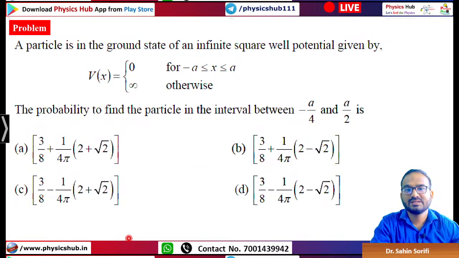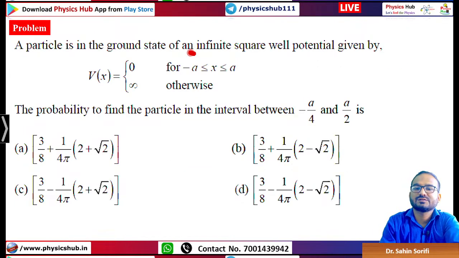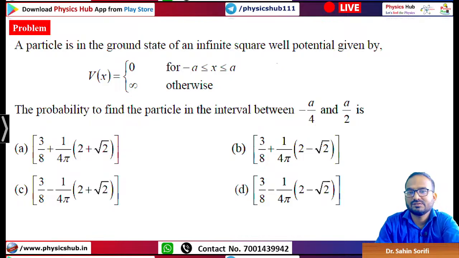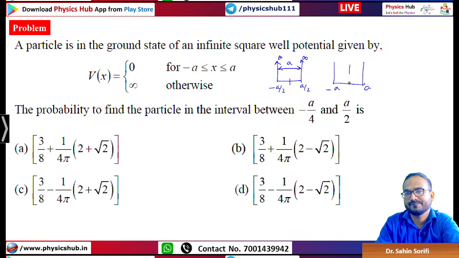Look, a particle is in the ground state of an infinite square potential. You see, here minus a to plus a, the width is changed. Previously, in the last section, we discussed that the wall is extended between minus a by 2 to plus a by 2. So the width was a. But here it is given for minus a to plus a. So the width becomes 2a. So wherever you used a, it will now change to 2a.